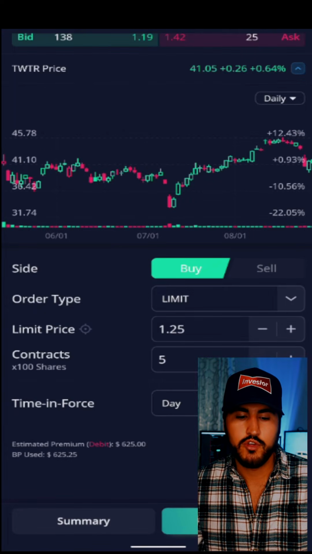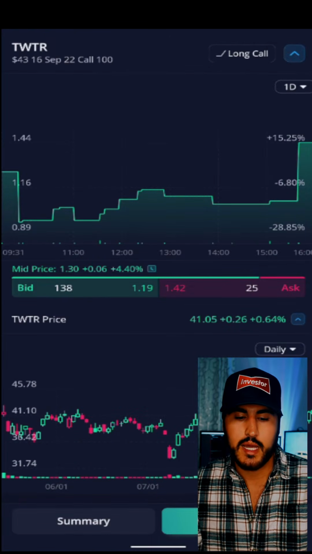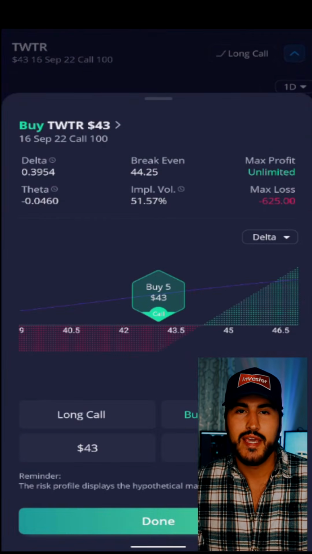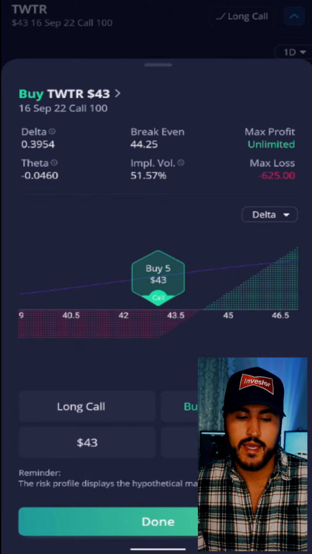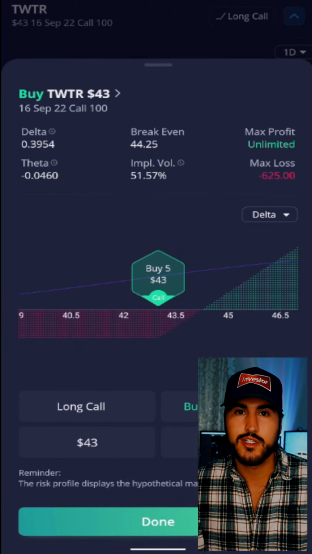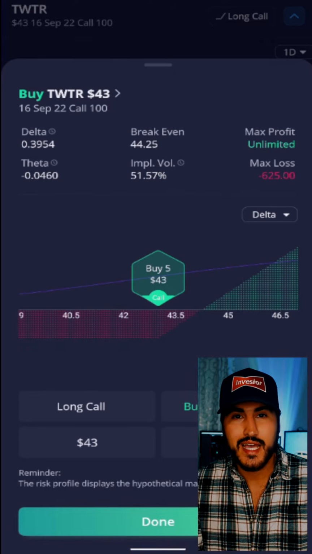Webull will also give you a nice profit and loss graph. If you scroll back up to the top and you hit that long call button, here's your graph. It's going to tell you what your break even is. It's the strike price plus how much you're paying. So in this case, $43 plus $1.25 is $44.25. Your max profit for a long call is unlimited, and your max loss is how much you put in.